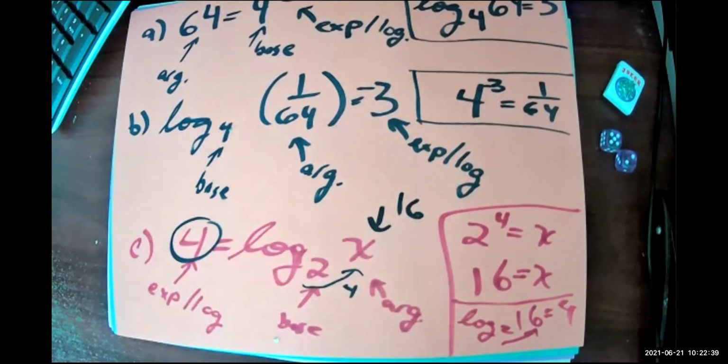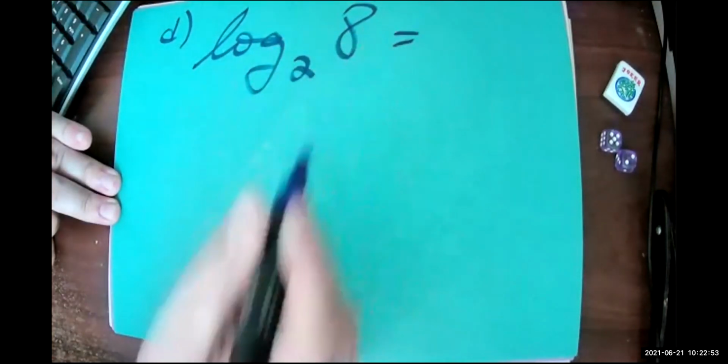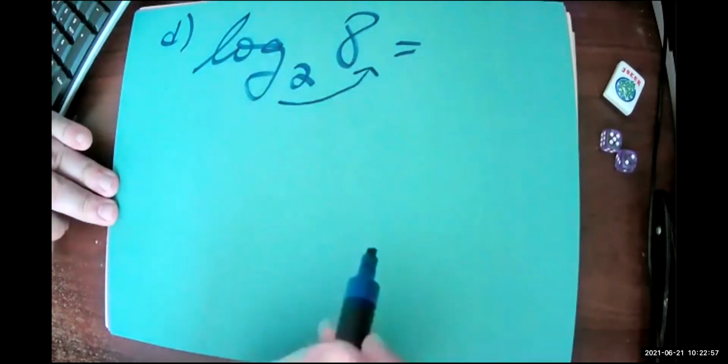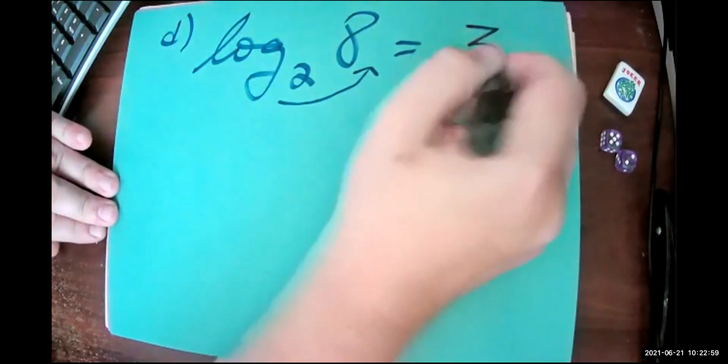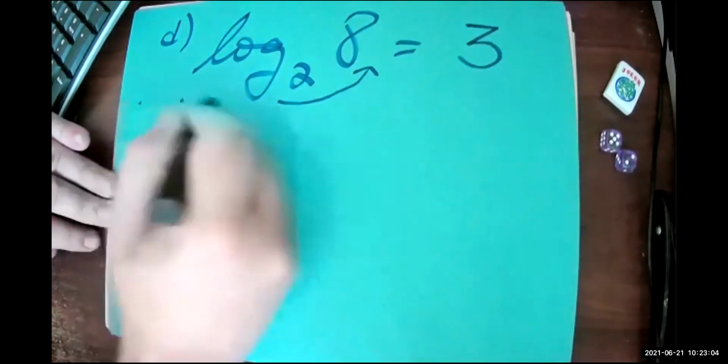All right. In the next case, they're asking you to evaluate the log base 2 of 8. It's a very similar approach. For part D, what is the log base 2 of 8? You're asking the question, 2 being raised to the what power gives you 8? The answer is 3.